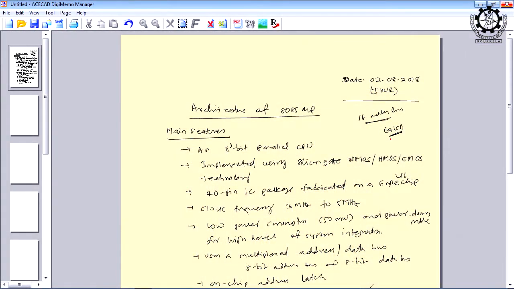Is it okay? And how many data lines are there? 8. And these 8 data lines will transfer the data parallelly from microprocessor to memory or from memory to microprocessor, or microprocessor to output device or from input device to microprocessor. So, we can say that these address lines and data lines will be holding the data parallelly, simultaneously.